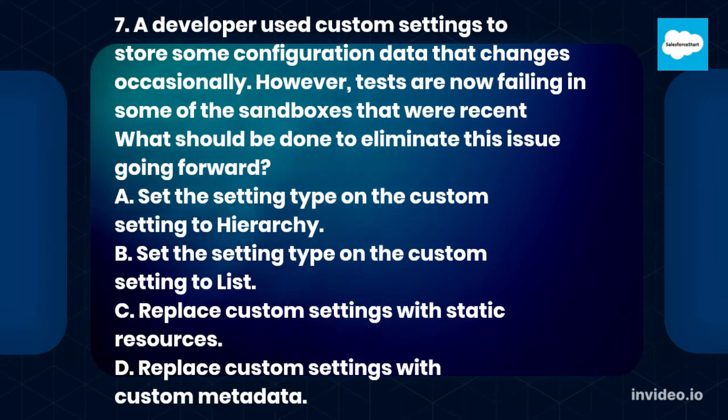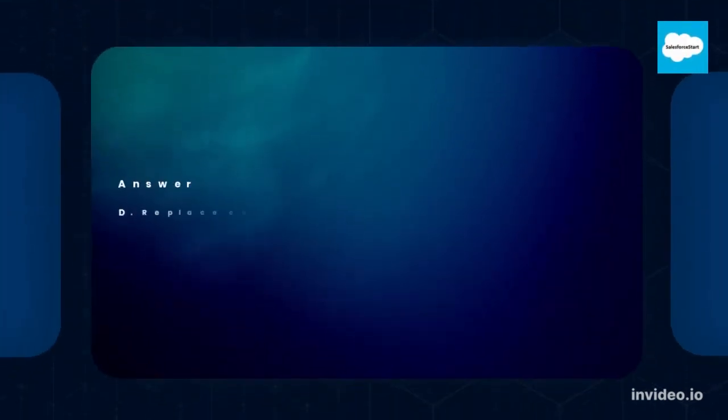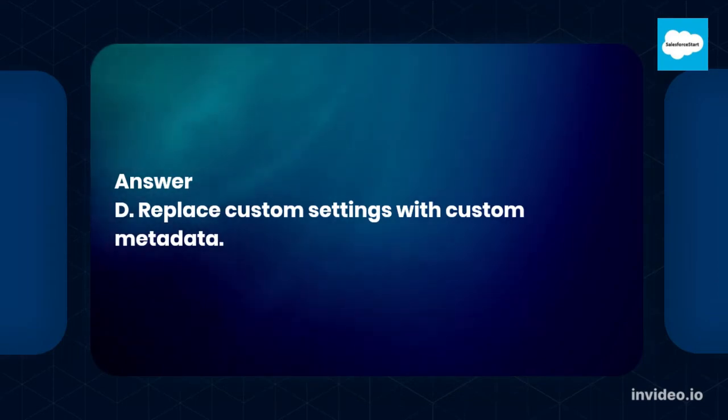7. A developer used custom settings to store some configuration data that changes occasionally. However, tests are now failing in some of the sandboxes that were recently refreshed. What should be done to eliminate this issue going forward? A. Set the setting type on the custom setting to hierarchy. B. Set the setting type on the custom setting to list. C. Replace custom settings with static resources. D. Replace custom settings with custom metadata. Answer: D. Replace custom settings with custom metadata.